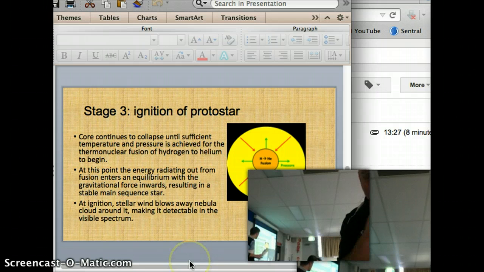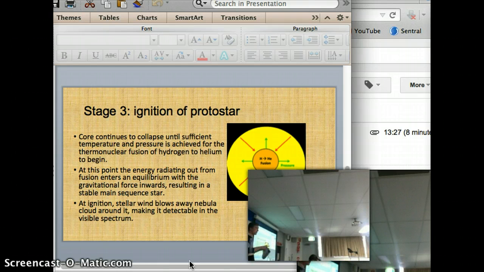The third stage is the ignition of the protostar. The core will continue to collapse inwards under gravity and accrete mass until there is sufficient temperature and pressure within the core for thermonuclear fusion of hydrogen to helium to begin. This is the point at which the energy radiating outwards will be equal to the gravitational force inwards, and the star will reach equilibrium and be a stable main sequence star. At ignition, a solar wind is created because the energy of the star is massively increased, and it will blow away the layers of the nebula surrounding it, so the star will become visible.